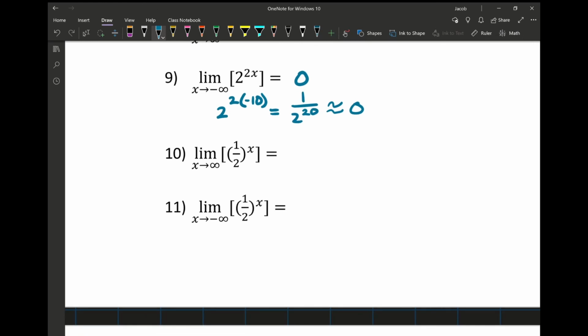And then in 10 and 11, we have a values that are between 0 and 1. So these are decay. So as we approach infinity on a decay graph, we approach 0. As we approach negative infinity, our y values skyrocket to infinity.